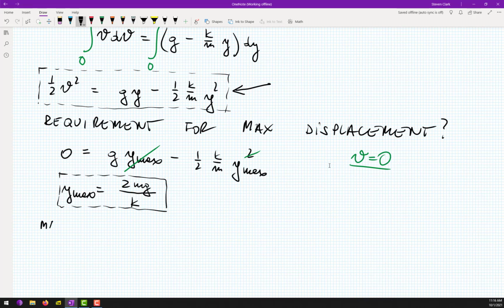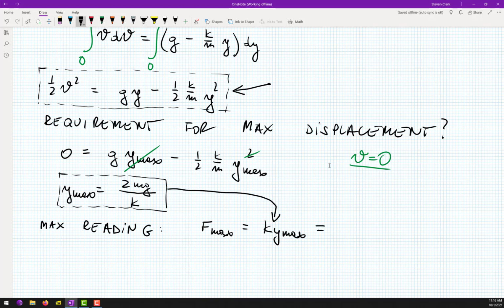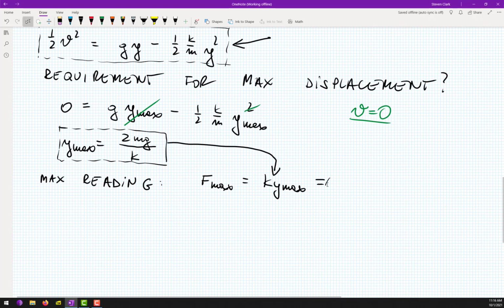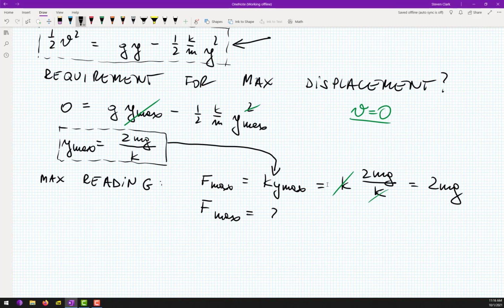Max reading of the scale is F max, and this is equal to k y max. So just plug y max in here, and we will obtain k times 2mg divided by k. Oh wow, so that k can be cancelled out, and F max is equal to 2mg.